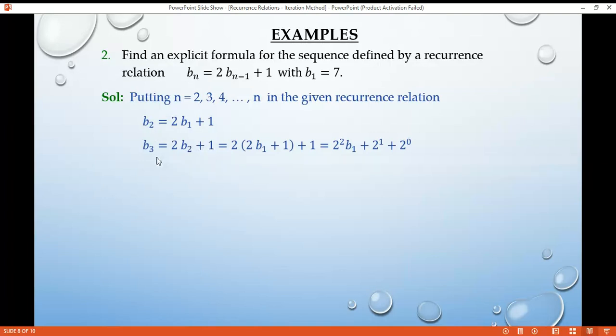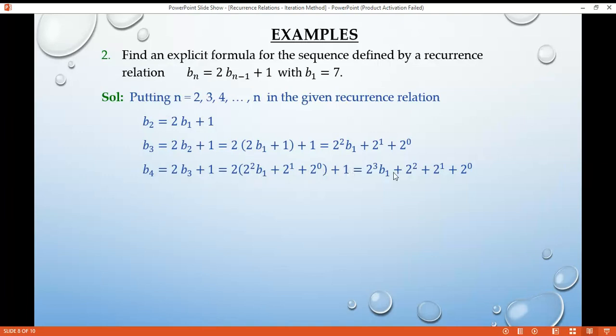Now again we express all terms of b in terms of b_1 because we have the value of b_1. So write b_2, that is 2b_1 plus 1. When we multiply 2 into the braces, we get 2 multiply 2, so we can write this as 2 raised to the power 2 b_1 plus 2 multiply 1, that is 2, and this is 1. Here we write this 1 as 2 raised to the power 0, because we know that any number raised to the power 0 has value 1. When we put n equal to 4, we get b_4 is equal to 2b_3 plus 1. So it becomes 2, and put b_3 in terms of b_1, that is 2 squared b_1 plus 2 raised to the power 1 plus 2 raised to the power 0, and this is plus 1.